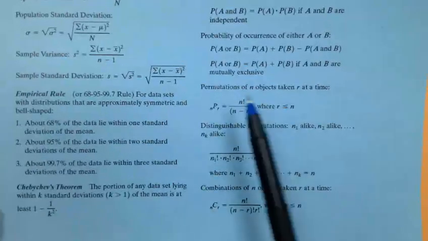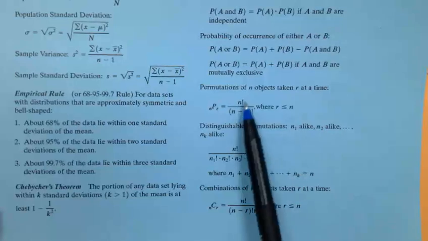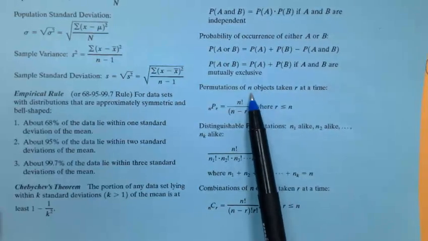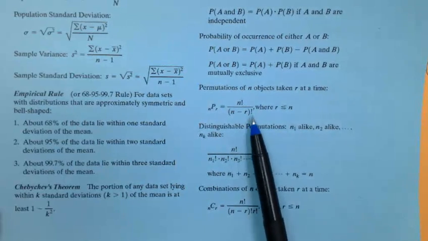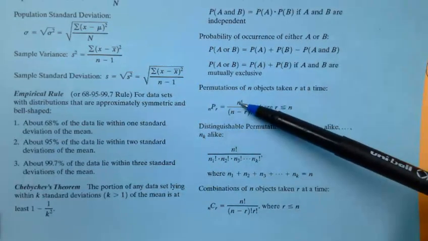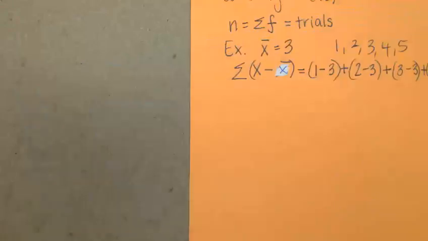All right, so N for permutation, NPR, N is your sample size. So it says N objects, it's still your sample size. R is how many objects you are taking at that time. So N is your sample size. How many are you taking at that time? All right.